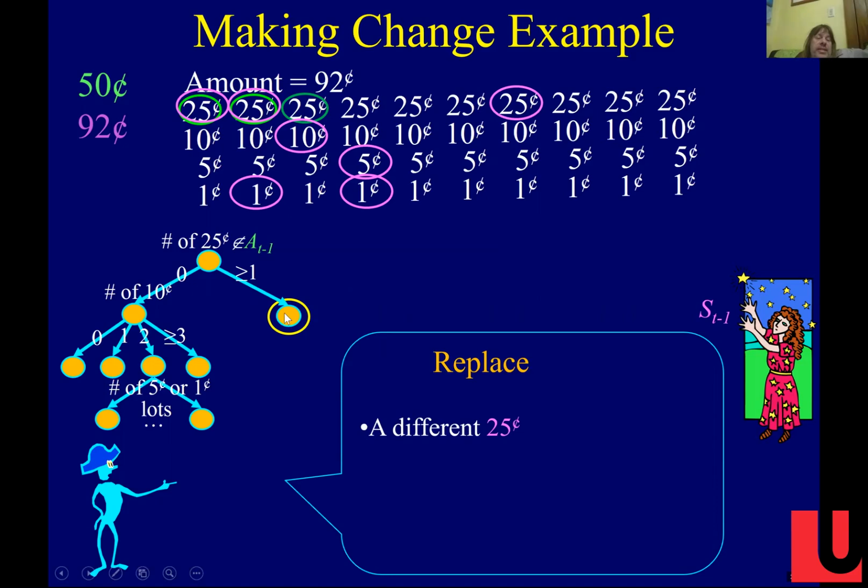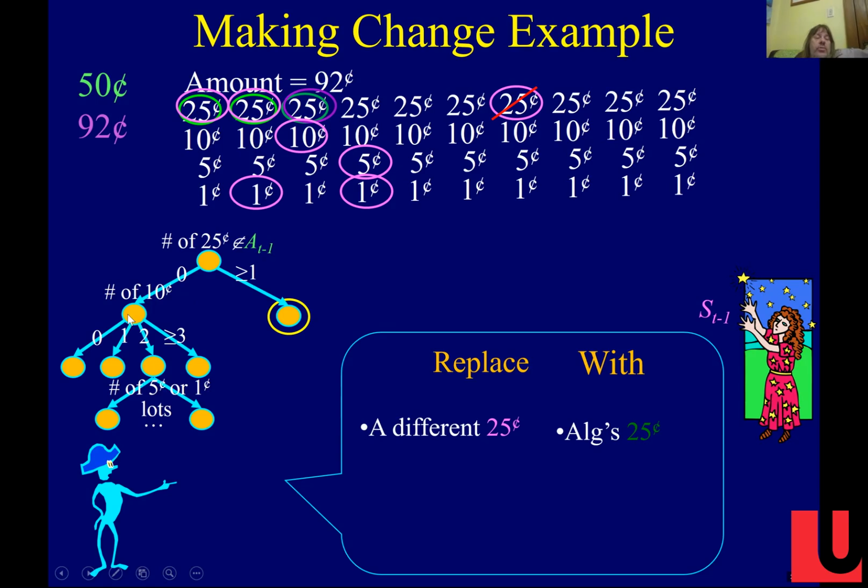This leaf here represents the case where she has at least 1 quarter outside of A_{t-1}. Here's the case we have right here, right? She took this quarter while the algorithm took this quarter. All we have to do is replace what she took with what the algorithm took, right? And that's what we showed before, right? So that's one case. It handles all situations in which she has at least 1 quarter outside, right?